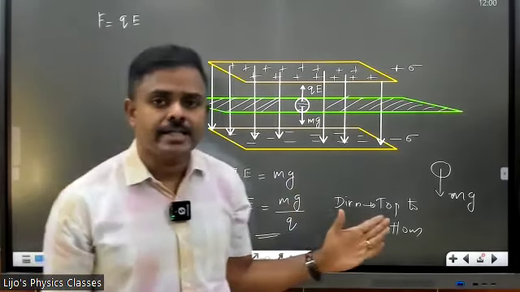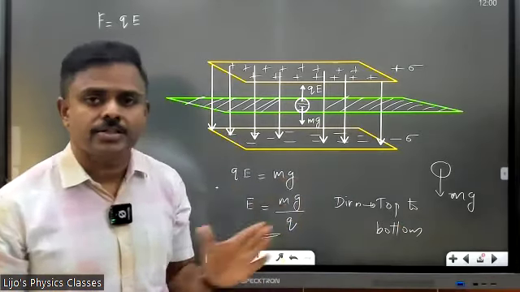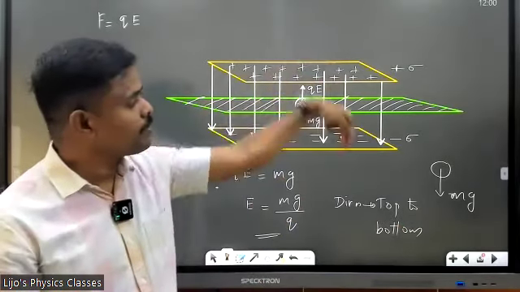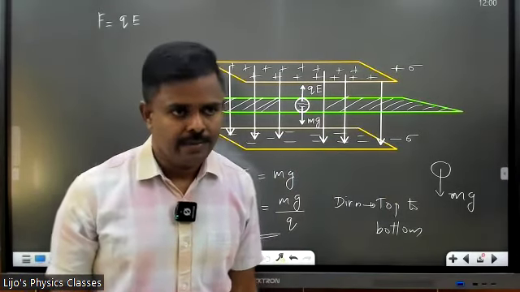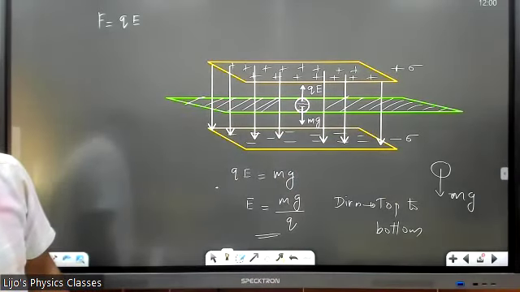And again, direction is from where to where? Positive charge to negative charge. It is from top to bottom. Or you could say it is downward. Clear? Shall we write now? Yes. Yeah.